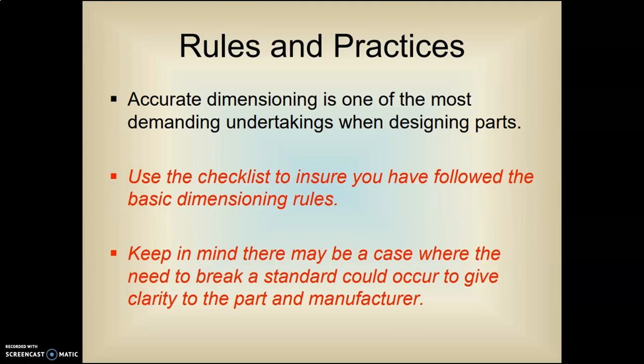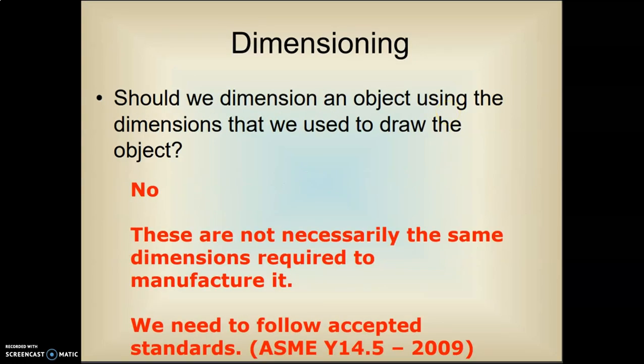It's important to keep in mind that we can break some of the rules that we have. The important part is that the drawing is understandable to other people, especially the people making the part. Should we dimension an object using dimensions that we use to draw the object? No, we should not. When we draw an object or a part on a piece of paper, it can be completely different than how it is manufactured.